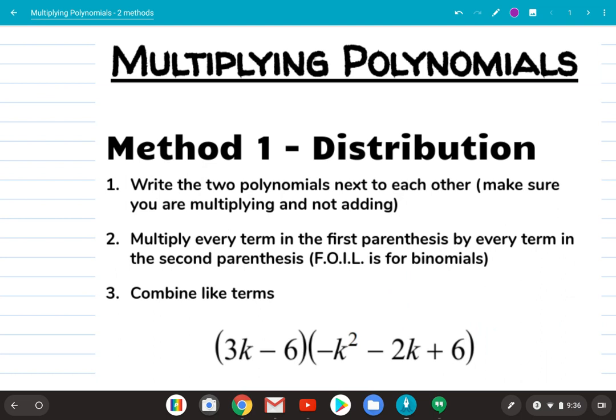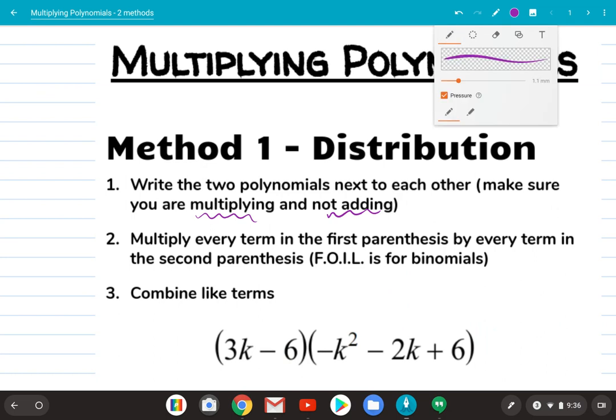Okay, and the very first step is you write down the polynomials next to each other, like what we see at the bottom of the page. Make sure that you're multiplying, not adding. A lot of students do this. They forget and think, oh, I'm just going to add the like terms together, and they get a very wrong answer. So we definitely don't want that.